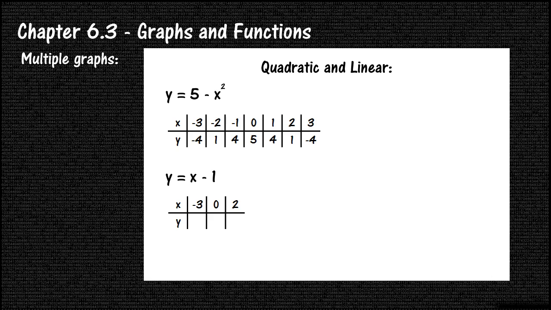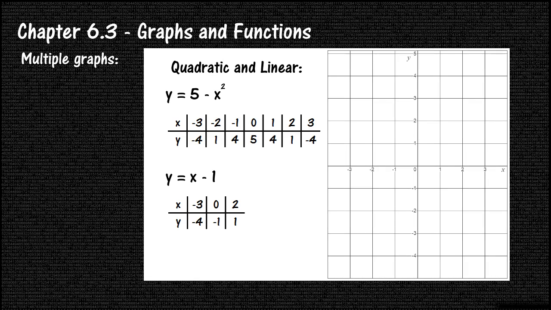Then table 2, the linear formula. Minus 3 minus 1 is equal to minus 4. 0 minus 1 is equal to minus 1. And in 2 minus 1, y becomes 1. Now that I have two complete tables, I can determine how big the coordinate plane should be. The horizontal axis will need to go from minus 3 to 3. The vertical axis has to go from minus 4 to 5.